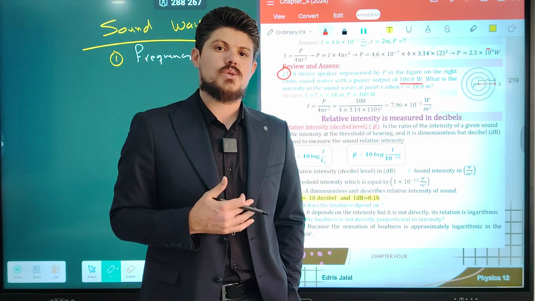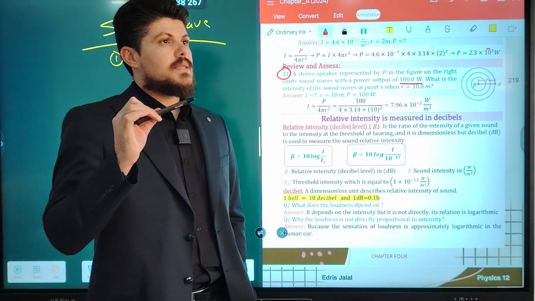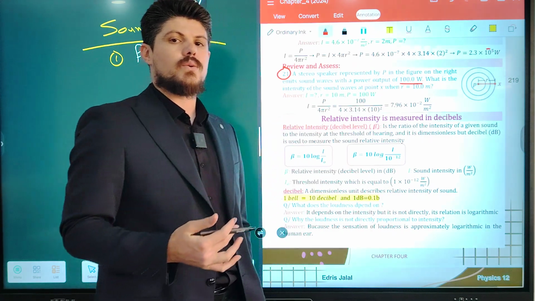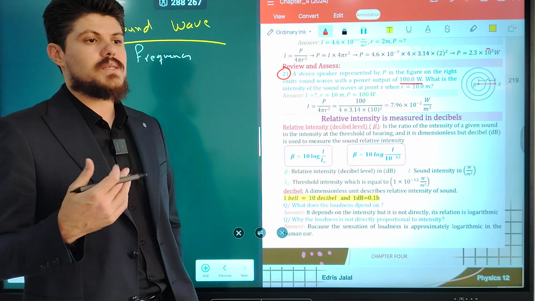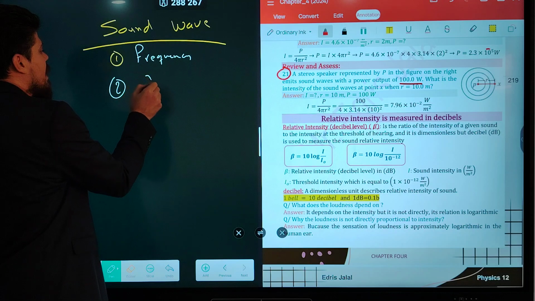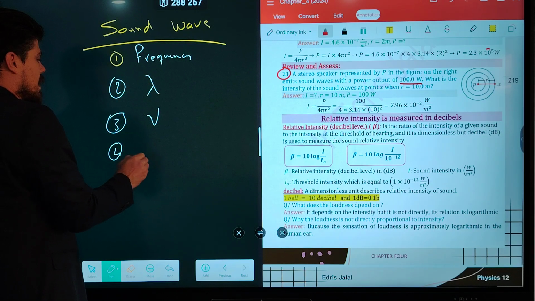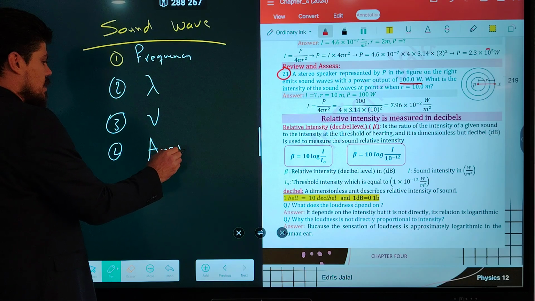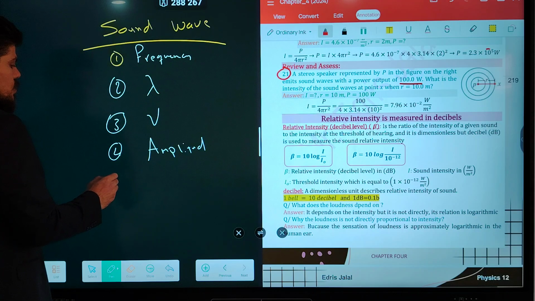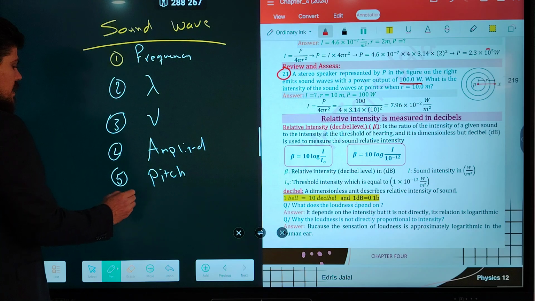So the sound is faster in solid than liquid and gas. Okay? And the particles of the sound wave vibrate parallel to the direction of the wave. So that is why a sound wave is a longitudinal wave. And it also has wavelength, speed, and amplitude, which is directly proportional to the energy. And the sound also has pitch. Sound has intensity.